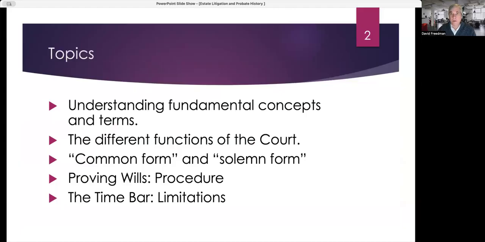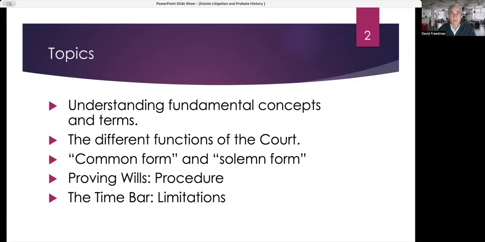This is what I want to talk about this morning. First, understanding some fundamental concepts and fundamental terms. Once you get beyond this, things get a little bit easier. The court has different jurisdictions, special jurisdictions in this area of law, and it's important to be able to understand what the nature of those varying jurisdictions are.